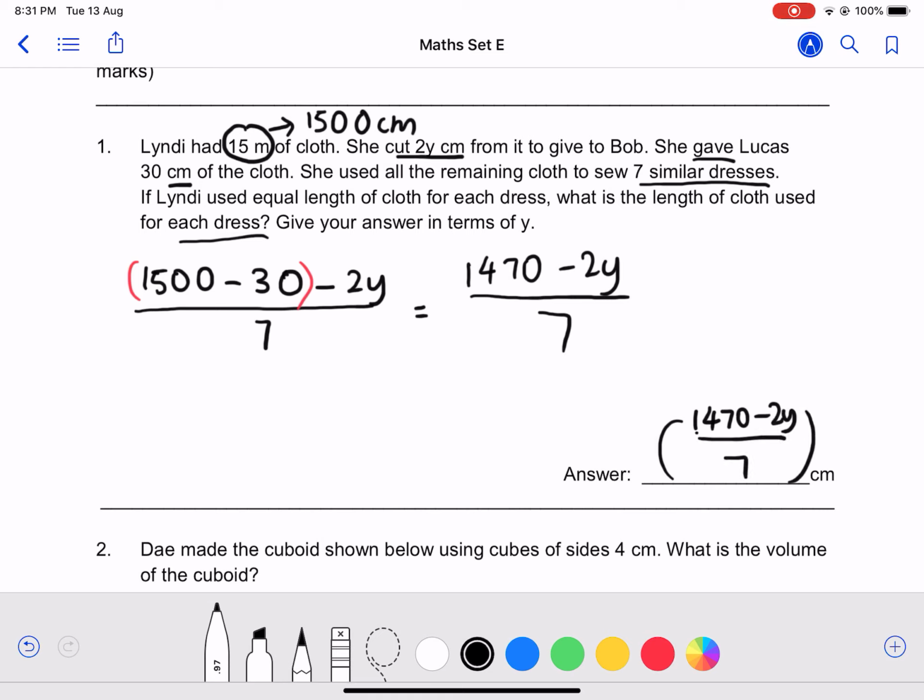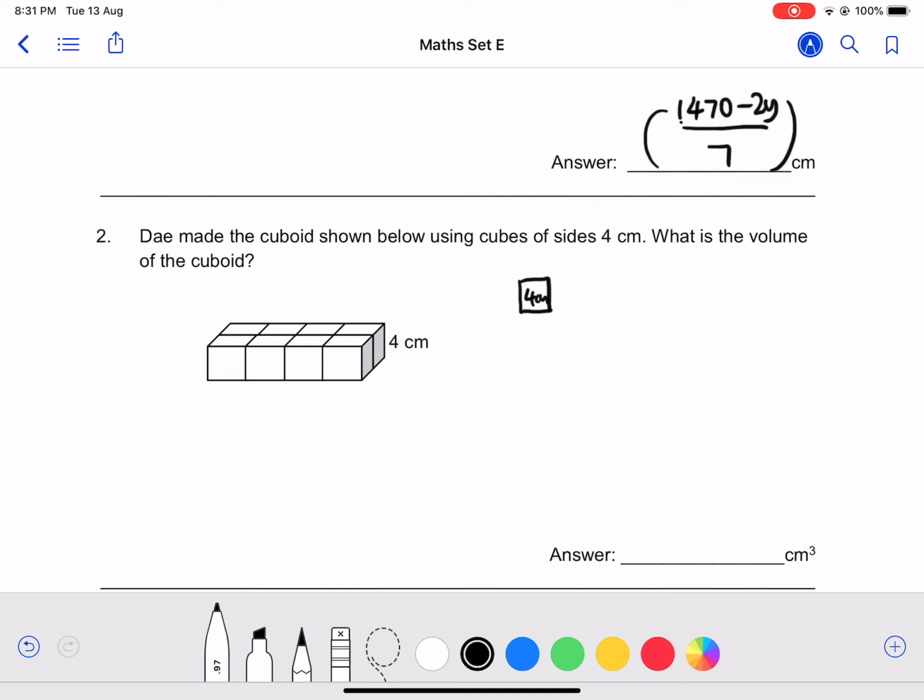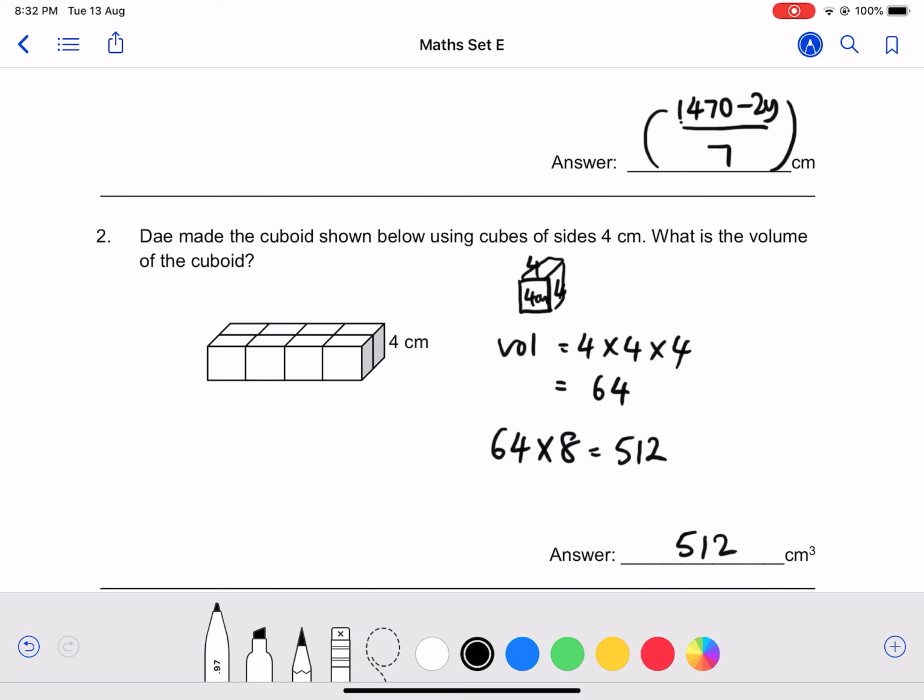Question number 2. So you have got a side of 4 centimeters. So with 4 centimeters, you know that the volume will be 4 by 4 by 4, right? So the volume will be 4 times 4 times 4, which is 64. Now that's only for one cube, but because they are all together 8 cubes, so 64 times 8 will give you 512 cubic centimeters. This is for question number 2.